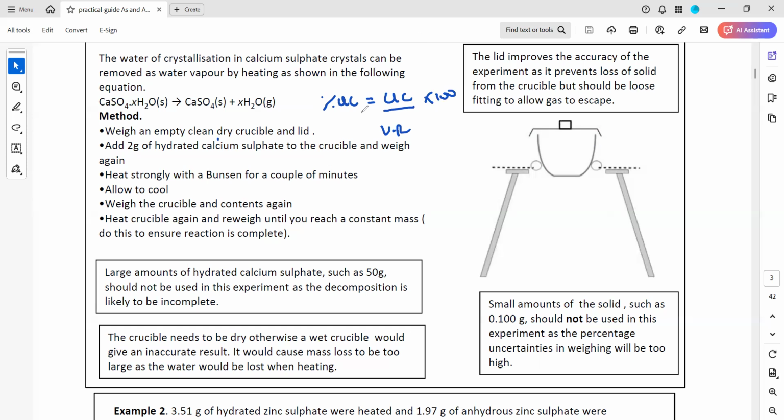Uncertainty depends on the type of instrument we use as well as the technique. But if I record a very small value, then I will have a higher percentage uncertainty. So we cannot use a very large mass, and we cannot use a very small one like 0.1 or 0.2. It should be moderate: 2 grams or 3 grams is practically enough for carrying out this procedure.